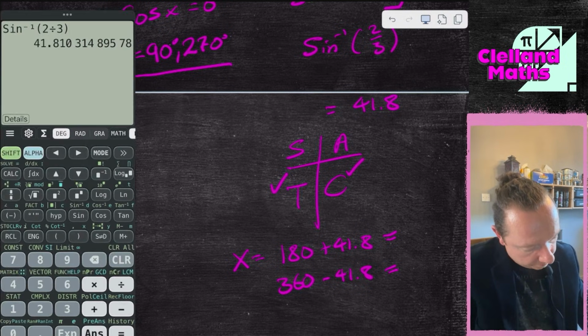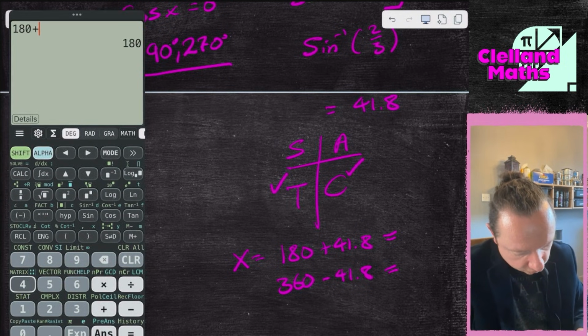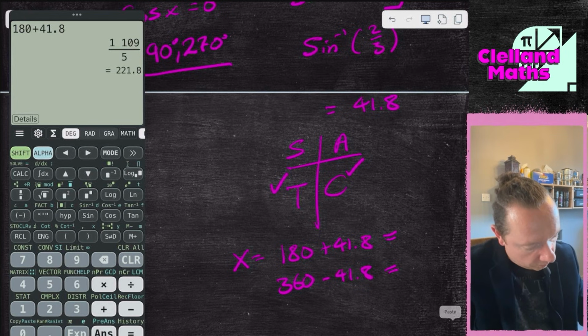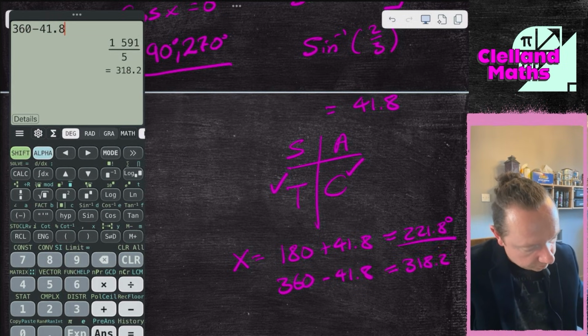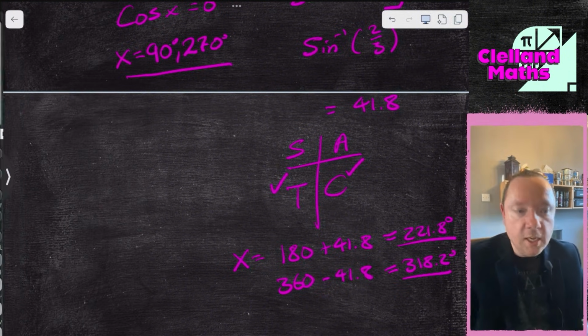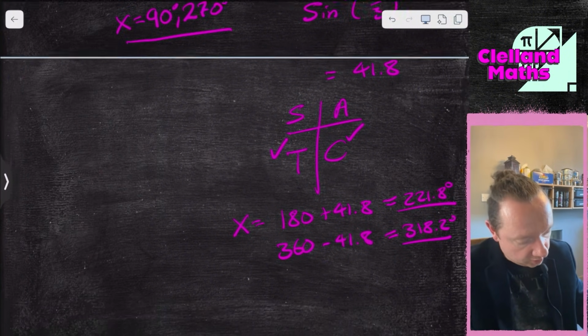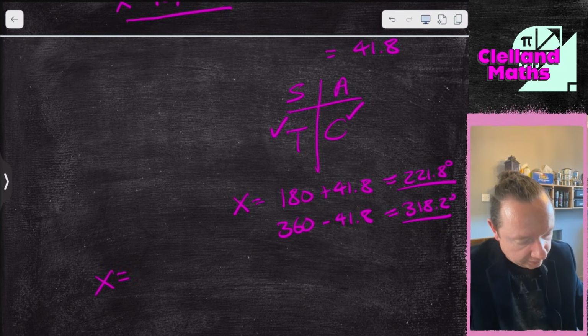So let's just do that. 180 plus 41.8 is 221.8, and 360 minus 41.8 is 318.2. So there's our two answers, and we're done there. We've got all four answers. You can write them out in a line if you want, just to be neat.